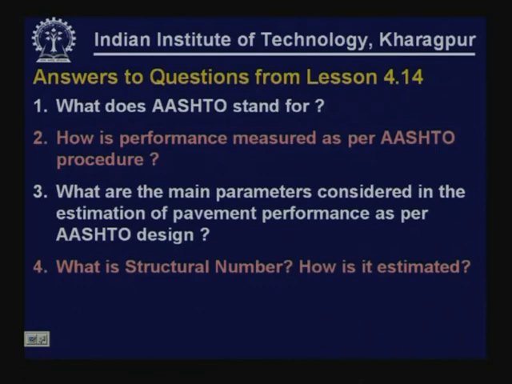How is performance measured as per AASHTO procedure? As per the AASHTO guidelines, performance is measured or represented in terms of present serviceability index. In fact, the performance is to be represented in terms of a parameter known as present serviceability rating, which is to be given by a panel of experts. This rating has to reflect the comfort that is perceived by the road users while traveling on a particular road.